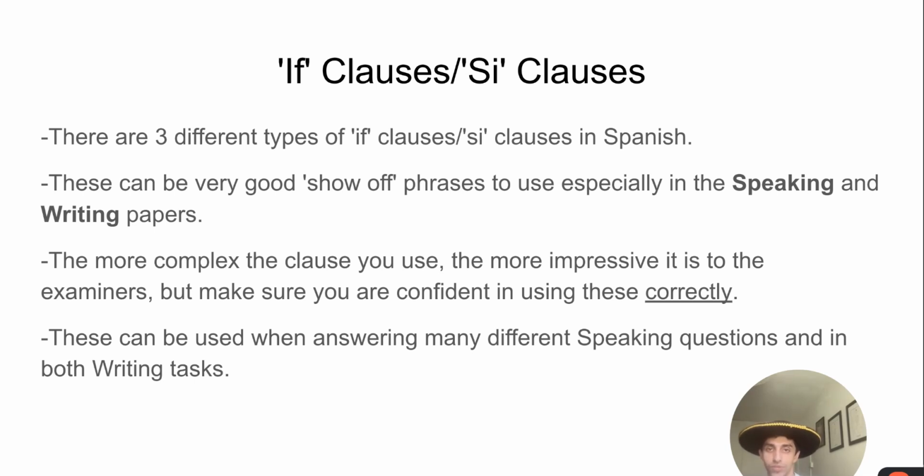So if you're able to use these si clauses, don't refrain from doing so, but it is very important that you're able to use them correctly and that you're confident in using them correctly. And if you're not sure, if you're not feeling confident in being able to pull them off correctly, then I would avoid using them at all, because you wouldn't score marks if there are mistakes there. And of course, the more complex the clause you use, the more impressive it is to the examiners, as long as you manage to use it correctly, of course.